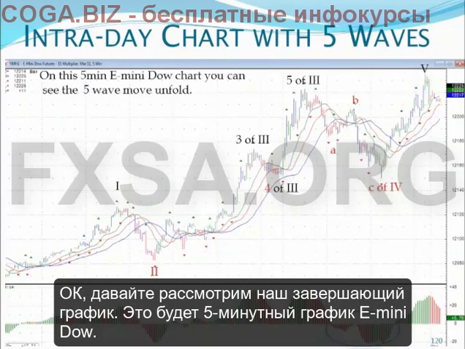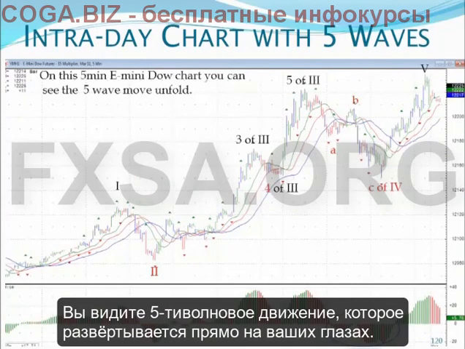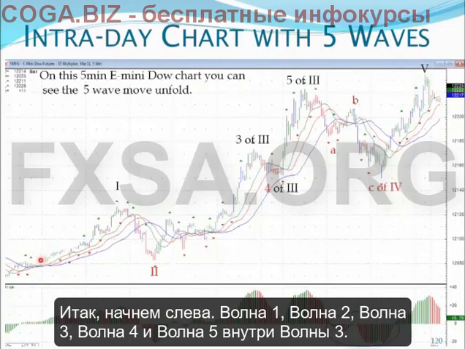Okay, let's take a look at our final chart. This is going to be a 5-minute E-mini Dow chart where you can see a 5-wave move unfold right in front of your eyes. So we're going to start here on the left with a wave 1, wave 2, wave 3, wave 4, and wave 5 of wave 3.